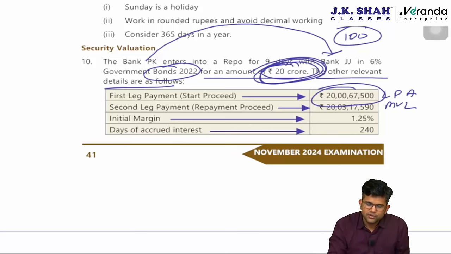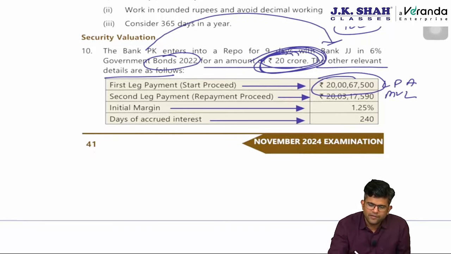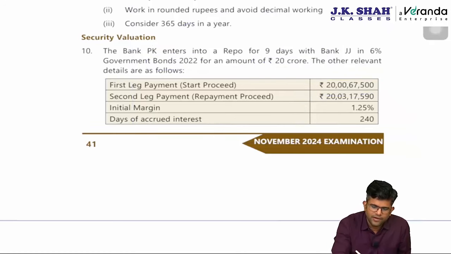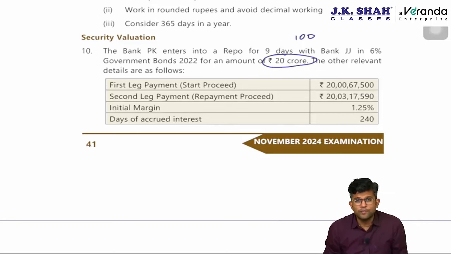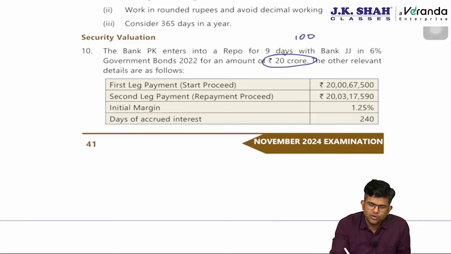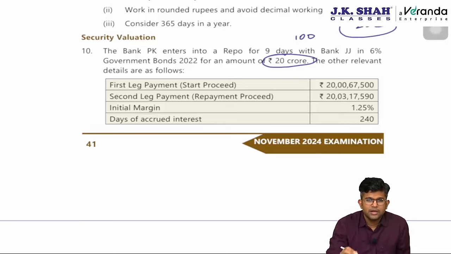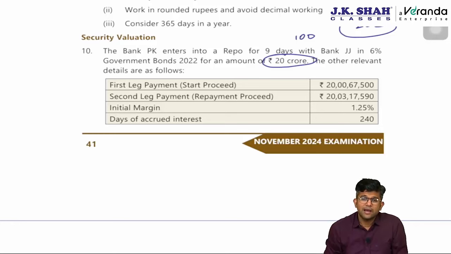Now market price. So students, very simple. Let's say face value per bond is 100, correct? So 20 crore rupees of face value means, do you realize that the number of bonds that PK is selling to JJ is 20 lakh, correct? 20 lakh bonds into 100 is 20 crore. So 20 lakh bonds PK is selling to JJ, correct?